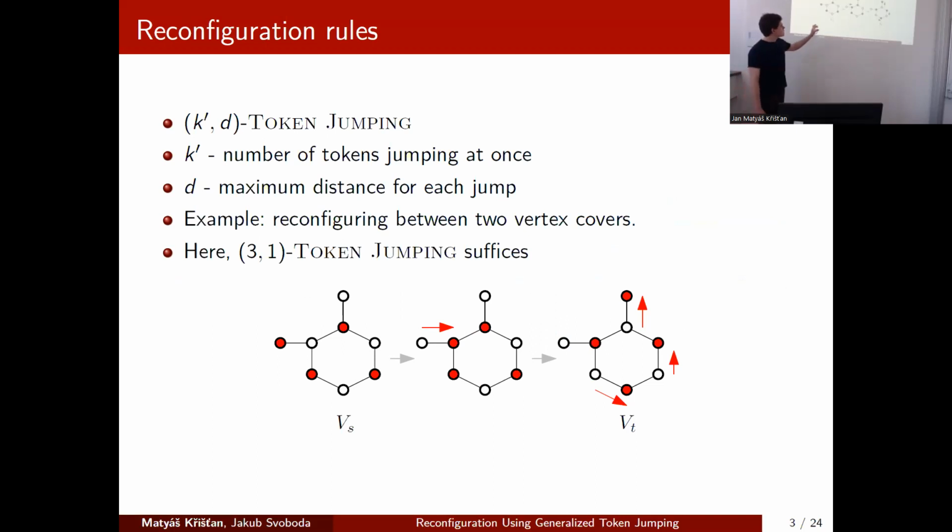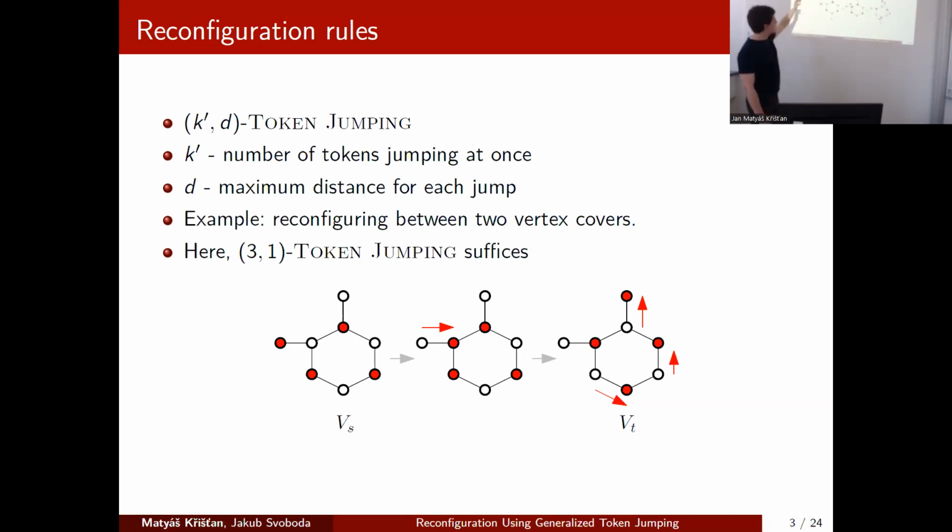So in this example, we would have this graph and this red vertex cover and this other vertex cover. And our task would be to find a sequence of moves that satisfy some given rule, such that we reach one from the other. So, for example, we could take this token and move it to the right. Then we could move along these arrows, reaching this configuration. So we needed to move at most 3 tokens at once and only to distance 1. So this would be valid under rule 3,1.